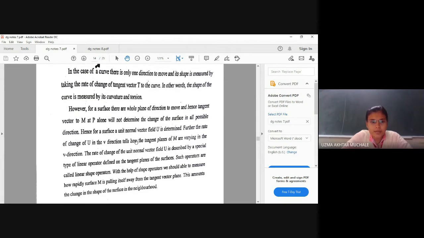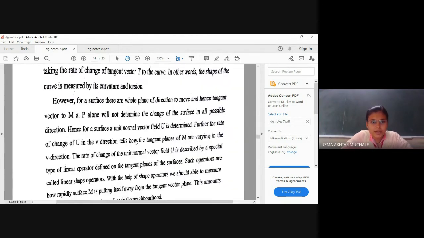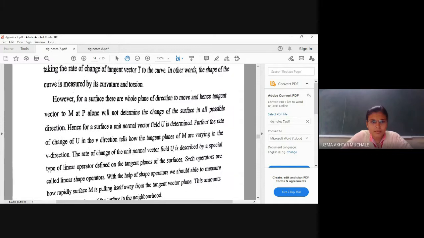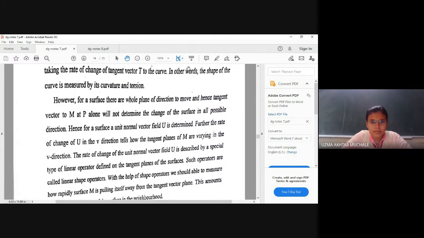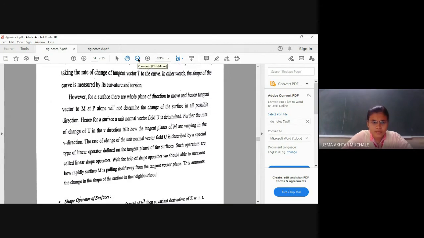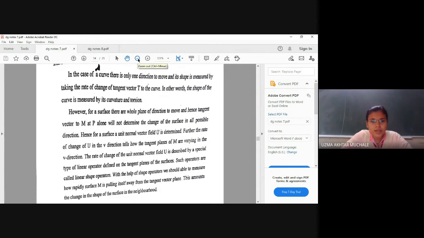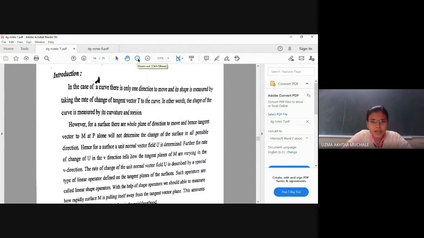Okay. Let us see what we have written here. In the case of a curve, there is only one direction, right, to move, and its shape is measured by taking the rate of change of the tangent, that is T dash. In other words, the shape of a curve is measured by the curvature and torsion.